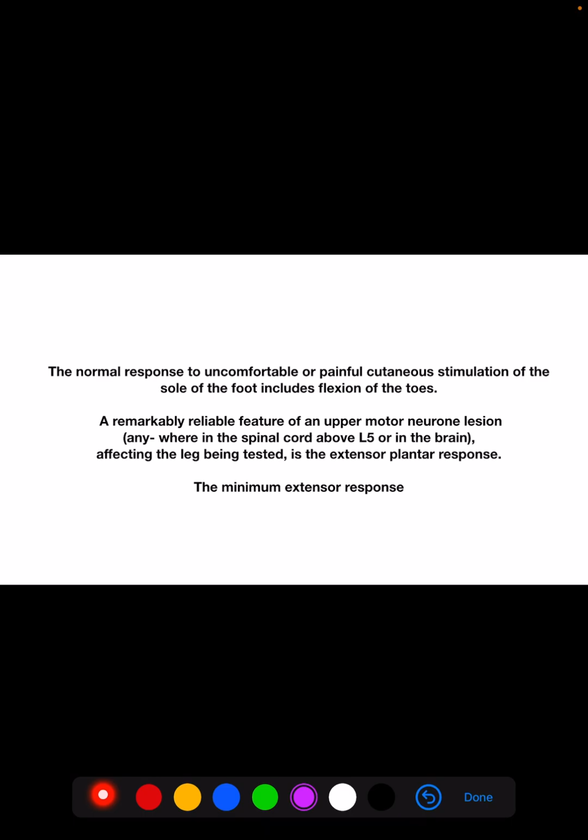Suppose there is an uncomfortable and painful cutaneous stimulation of the sole of the foot. What will happen? The normal response to a painful cutaneous stimulation is flexion of the toes. What is the normal response? It is flexion of the toes.